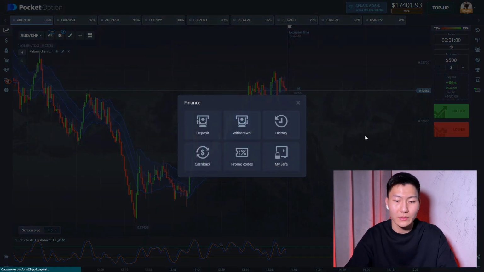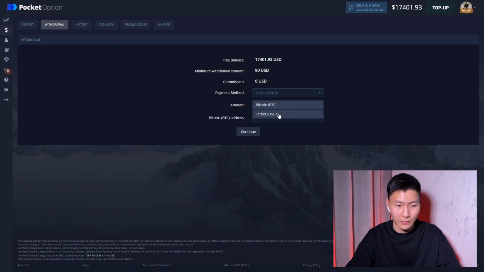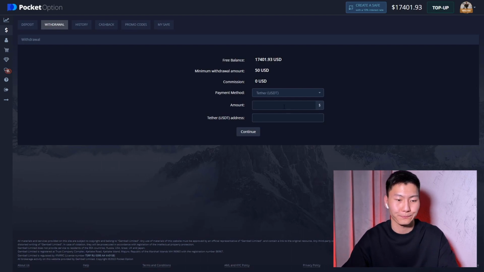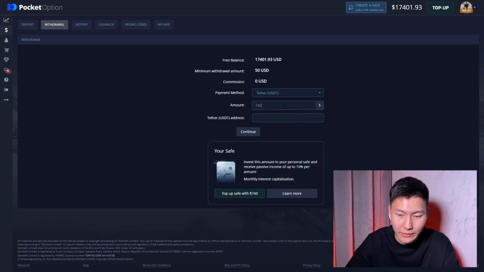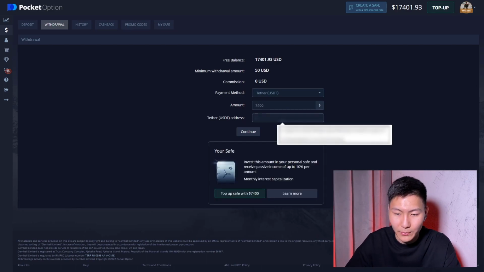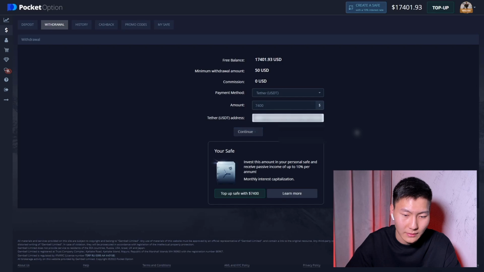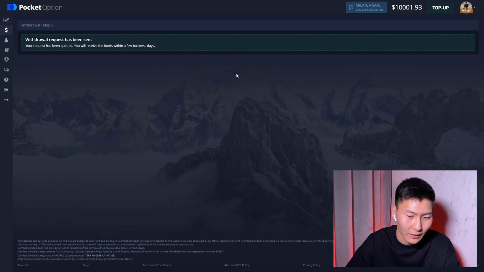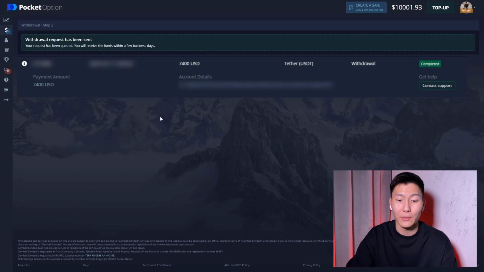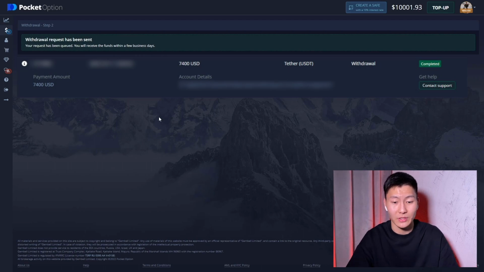And let's move on to withdrawal, guys. Let's withdraw, I guess, 7,000, 4,000, and press the continue button. Well, our transaction has been processed. I will attach the screen where it's done, guys.